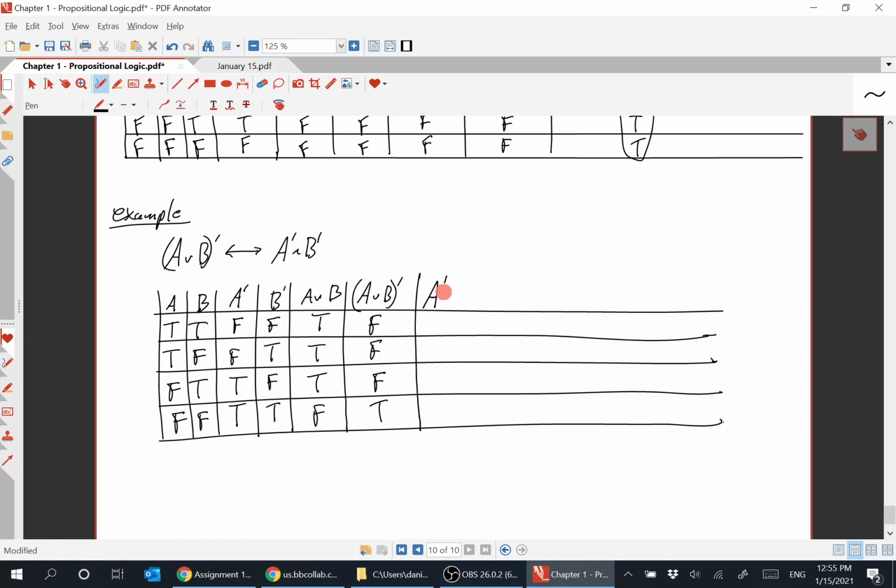And then A not and B not, well, that's true only when A not and B not are both true, which is just in the last row here. And in all the other rows, one or the other is false. So we get that. As you can see, the two columns for the sides of this logical equivalence always have the same truth value. So this is a tautology. Okay?